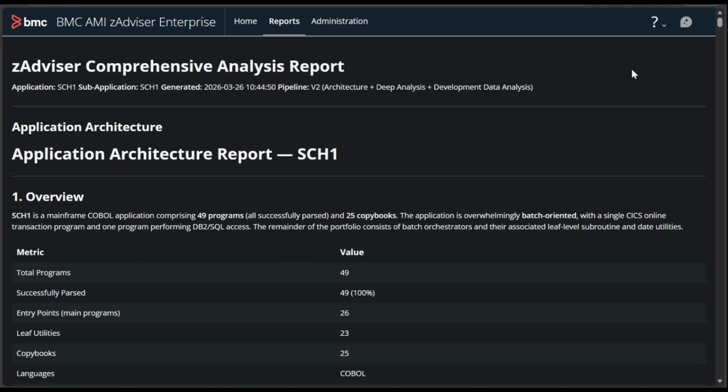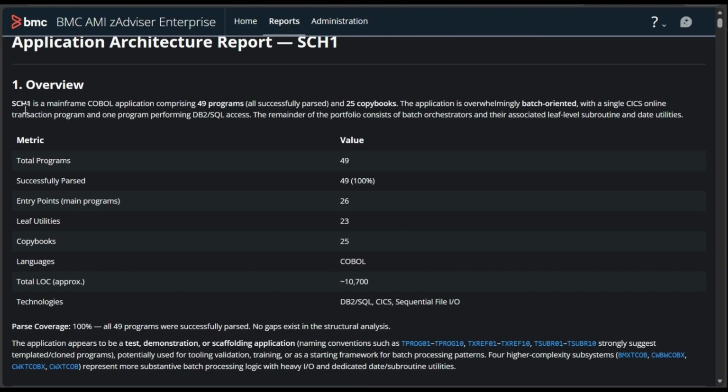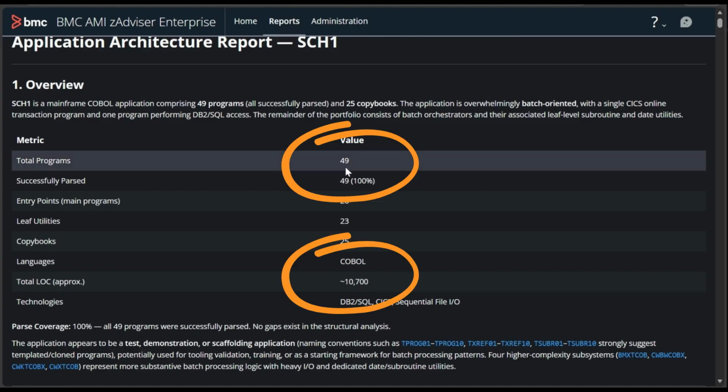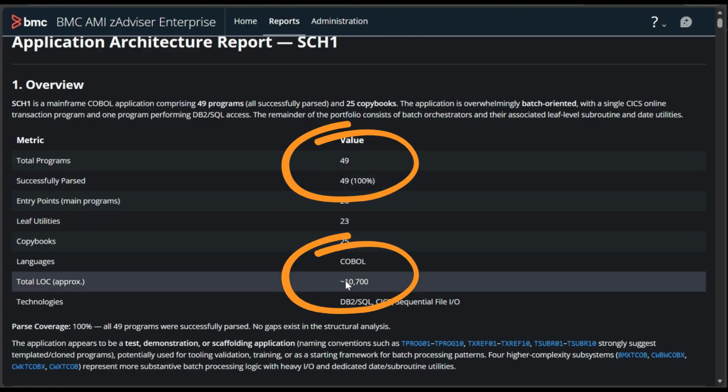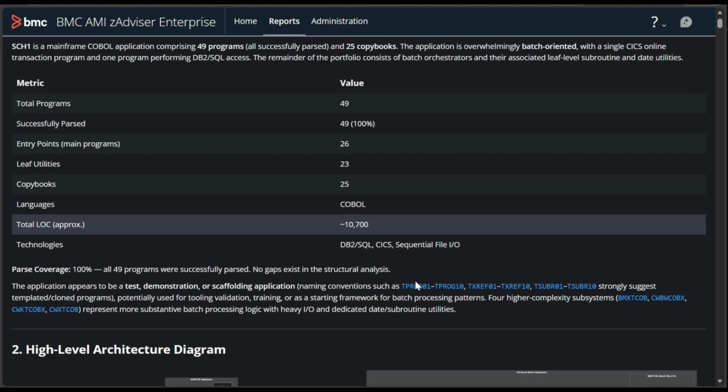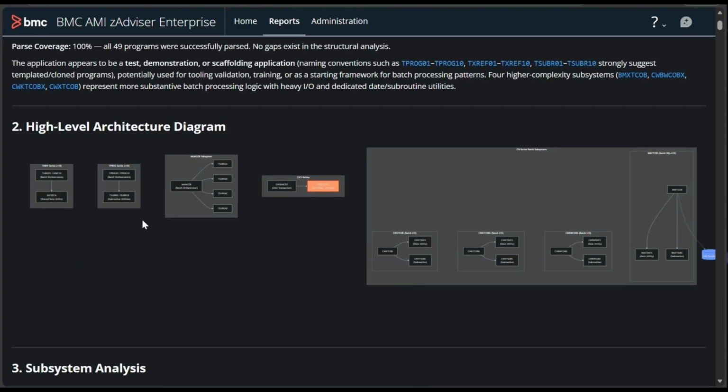With BMC AMI zAdviser Enterprise, they're all in one place. zAdviser Enterprise Application Analysis takes thousands of lines of COBOL and turns them into instant understanding. Right away, it tells us this application has 49 programs and roughly 10,700 lines of code. But instead of just listing programs, it mapped the full architecture, distinct subsystems called hierarchies, and how every component relates to each other. For the most complex programs, you get a deep technical analysis.